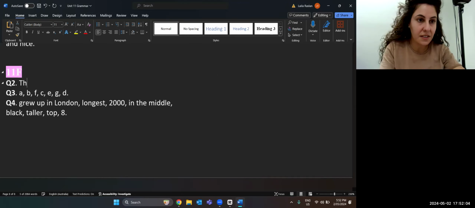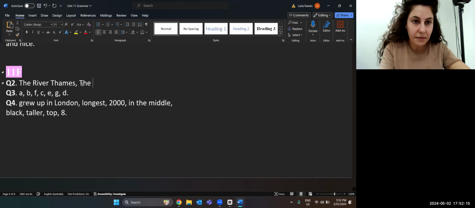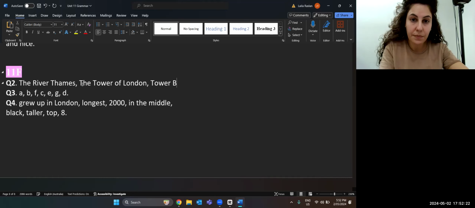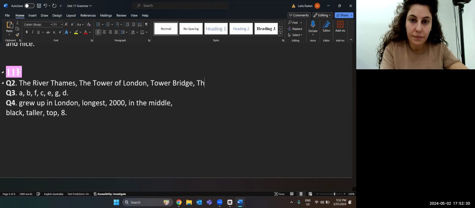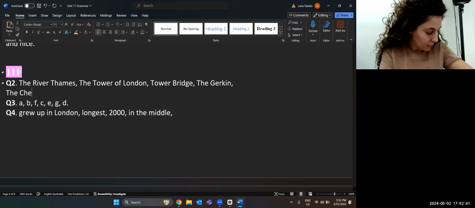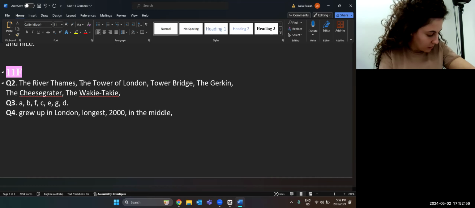Okay, so the first one was the River Thames. And then he showed us the Tower of London. And then the Tower Bridge. Then we saw the Gherkin. Then we saw the cheese grater. So remember, these are names for the buildings. And then we saw the walkie-talkie. And the last one, the Shard.